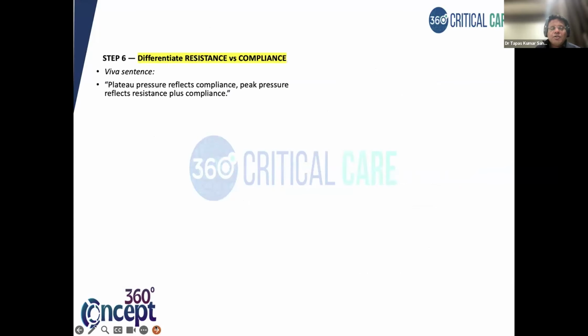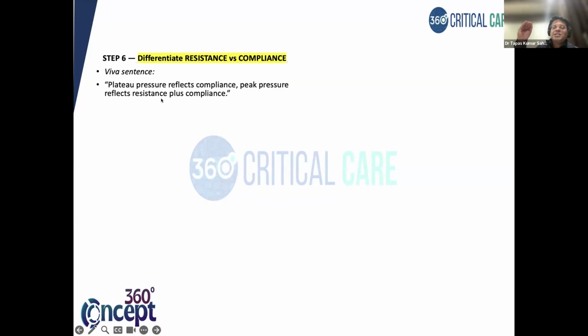Clear? Now coming to step 6, you have to differentiate between resistance versus compliance, because from the inspiration and expiratory analysis, you now have an idea whether the problem is related to resistance or compliance. In the examination, believe me, they would expect plateau pressure from you in a very clear and concise manner, reflecting the compliance. Peak pressure reflects resistance plus compliance. Peak pressure is never only resistance.